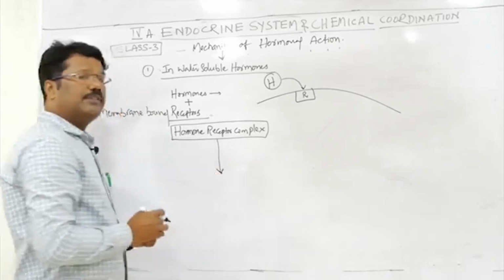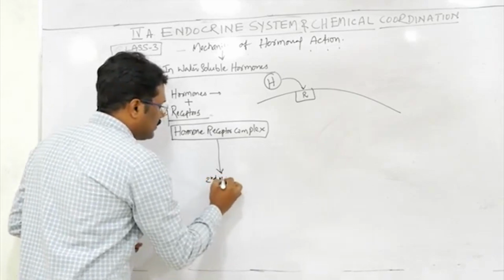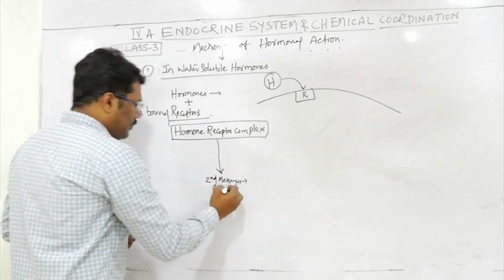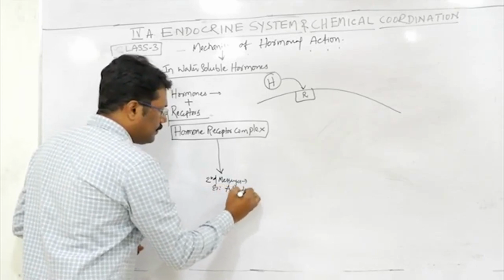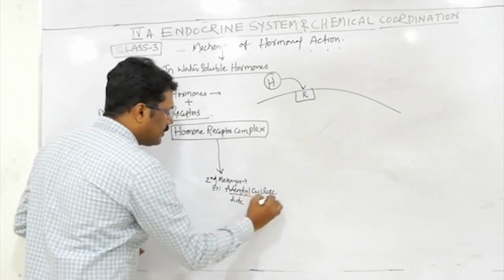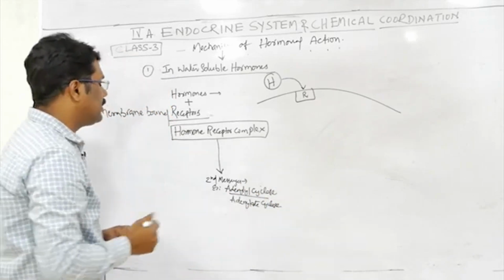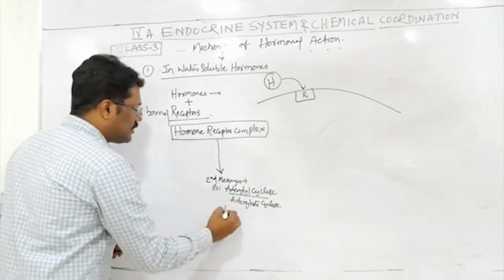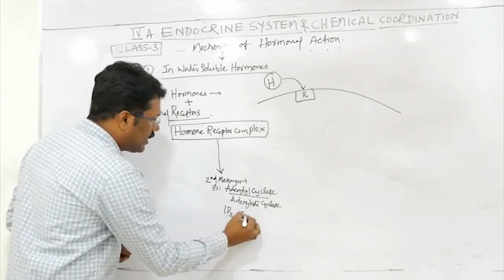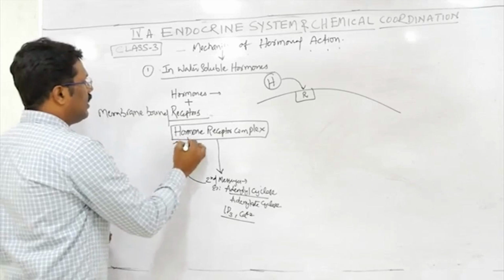This hormone receptor complex is very, very important because it initiates certain changes in the cellular body, which leads to the formation of second messenger. Generally, examples of the second messenger are adenylyl cyclase, or it is also called adenylate cyclase. So, this is called second messenger. Another example for second messengers are IP3, inositol phosphate, and calcium ions also in some cases act as second messenger. Now, the first messenger is the hormone itself.